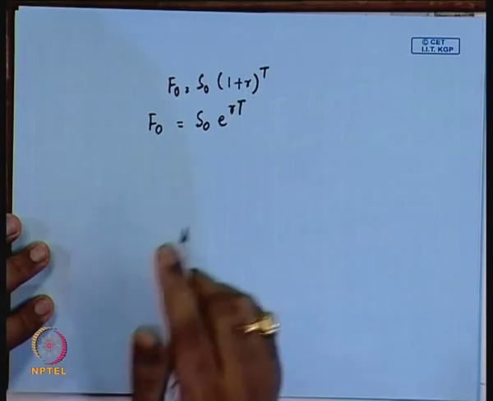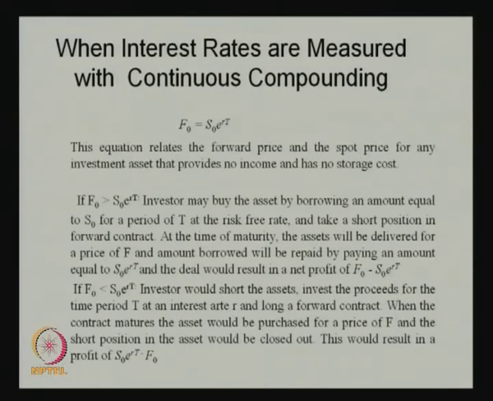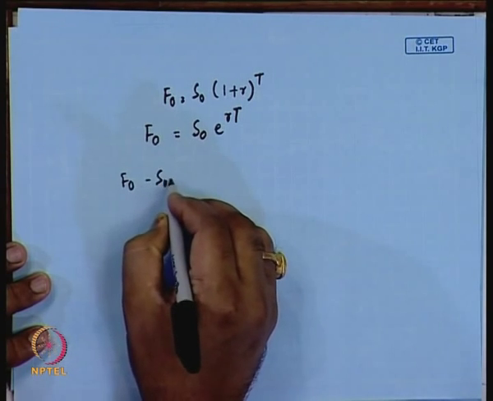What does this equation basically reflect? It relates the forward price and the spot price for any investment asset that provides no income and has no storage cost, which we already know. So, if F0, the future price today, is greater than the spot price into e to the power RT, then the investor may buy the asset by borrowing an amount equal to S0 for the period T at a risk free rate and take a short position in a forward contract. So, at the time of maturity, the asset will be delivered for a price of F, and the amount borrowed will be repaid by paying an amount equal to S0 into e to the power RT. Then the deal would result in a net profit, which will be F0 minus S0 e to the power RT.